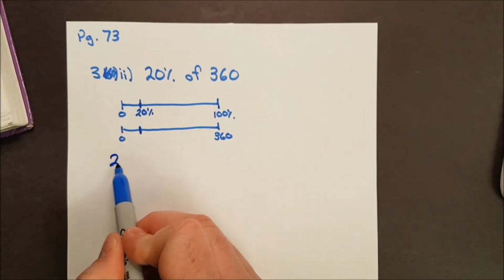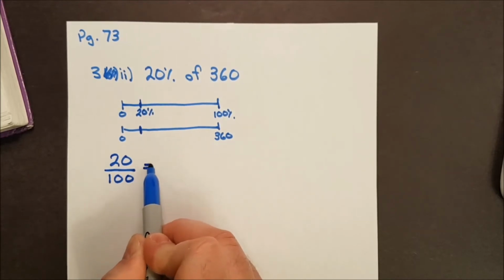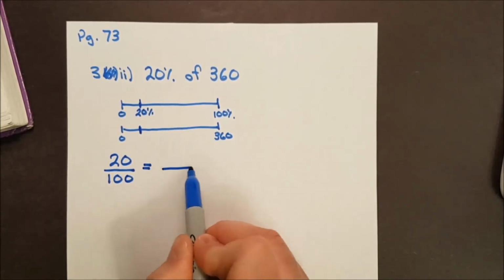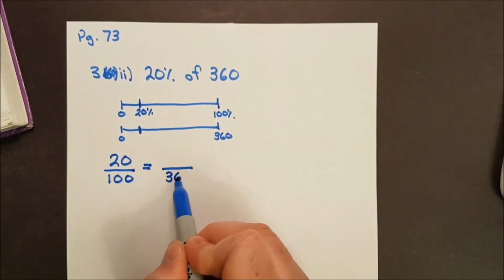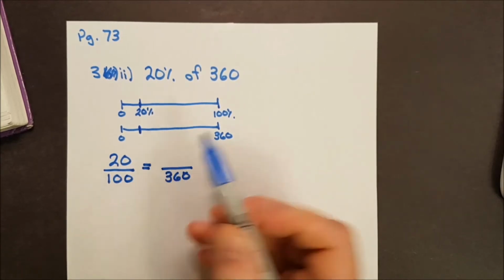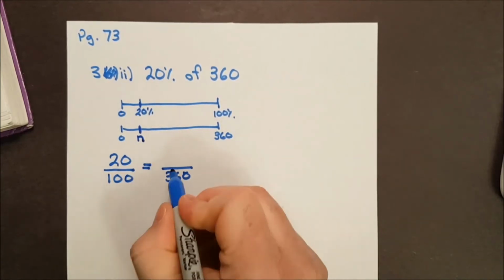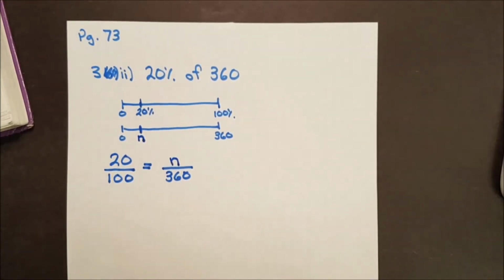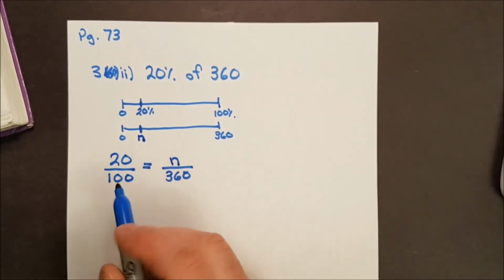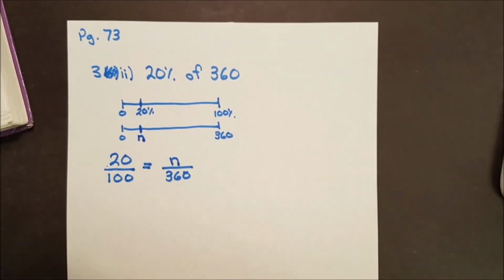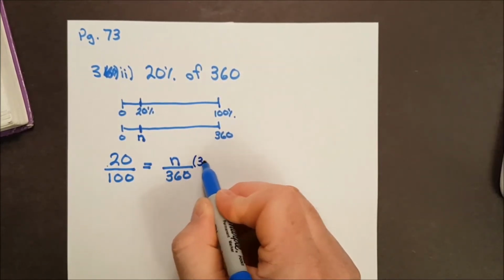So 20% means 20 per every 100. So we can write 20 per every 100 equals, well, we know every 100%, every 100 there's 360. But when there's 20, how much is it when it's 20? Well, we'll call this n once again, and we'll place this here as n. Using the balance model, right now, what we're going to do is once again isolate n. To isolate n, we need to multiply both sides by 360.